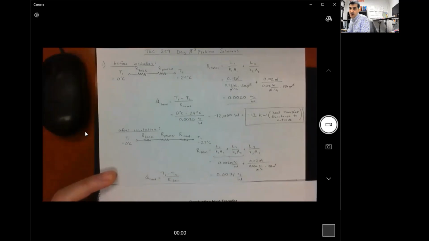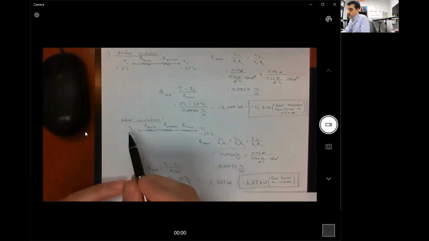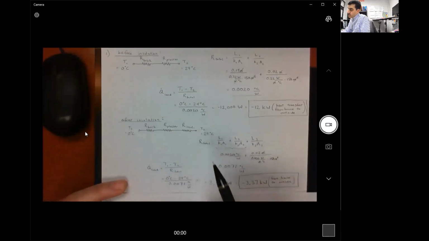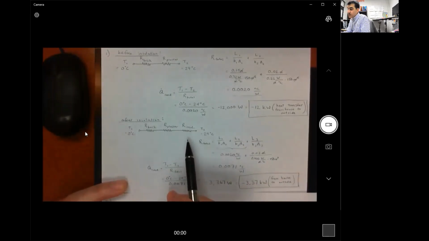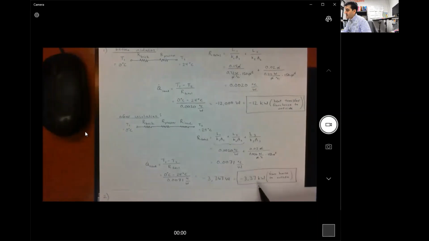So we plug that into our conduction equation. And we plug in T1 and T2. And these are the numbers we get. Once again, we defined T1 to be 0 degrees Celsius. That's the way I did it anyway. And we defined T2 to be 24 degrees Celsius. So we're going to get a negative number again, which just means that we're actually having heat transferred from right to left instead of left to right. So that's what our numbers look like. And we get negative 3,367 watts, or negative 3.37 kilowatts, which is heat transferred, once again, from the inside of the house at 24 degrees Celsius to the outside of the house at 0 degrees Celsius.